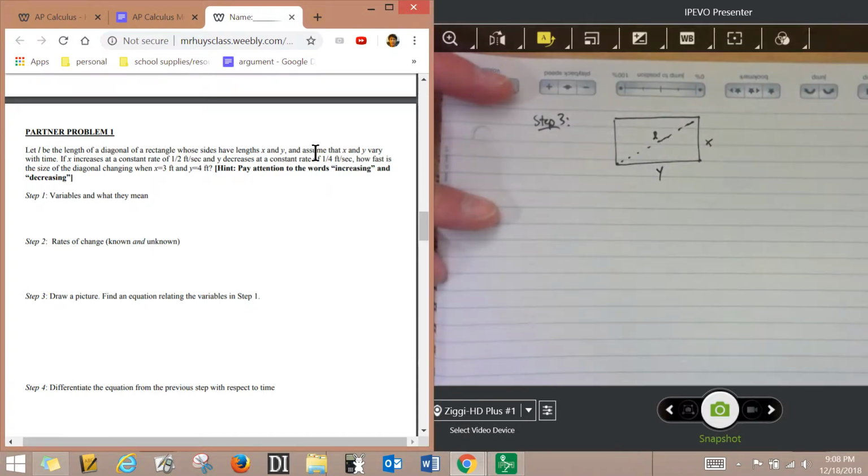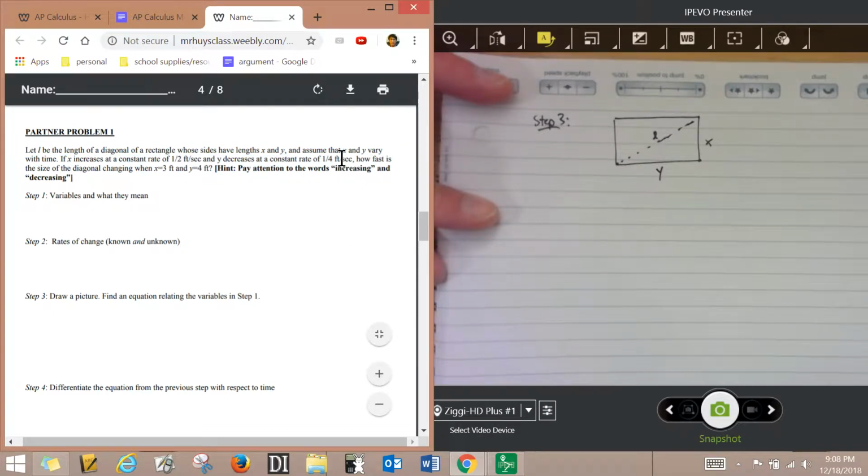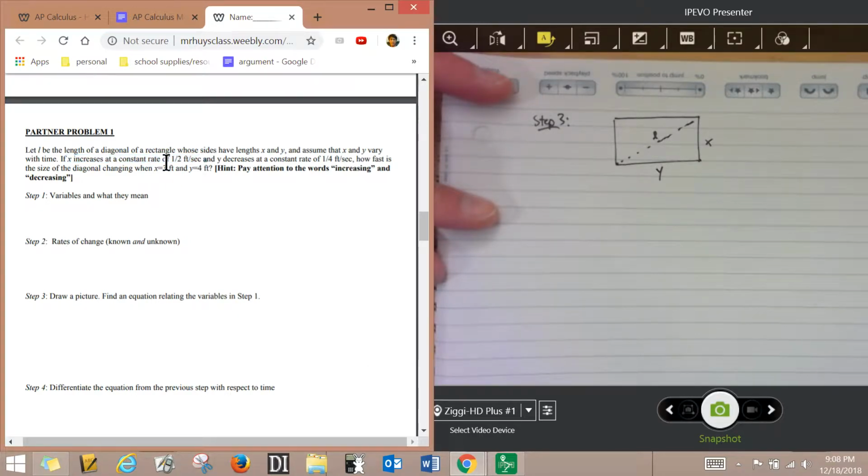Okay. And let's go back and assume that x and y vary with time. Okay, so that tells me vary with time. That means x changes with time. That's dx over dt. Y varies with time. That's dy over dt. If x increases at a constant rate of, so I'm already picking this apart. So we're looking at an increasing rate of change for x. Dx over dt is a half a foot per second, and I'm looking at a decrease at a constant rate. So dy over dt looks like it's going to be negative 1/4 feet per second. And how fast is the size of the diagonal changing?